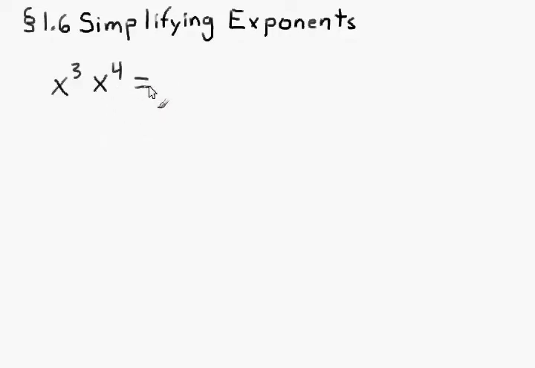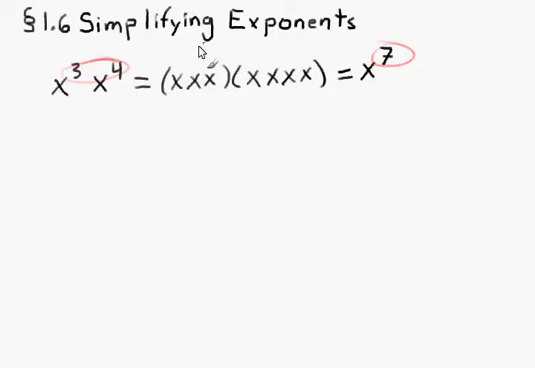We could rewrite this expression as 1, 2, 3 multiplications of x times 1, 2, 3, 4 multiplications of x. That's 1, 2, 3, 4, 5, 6, 7 multiplications of x altogether, x to the 7th power. 3 plus 4 is 7. So when we have a common base and we're multiplying, we add our exponents together.